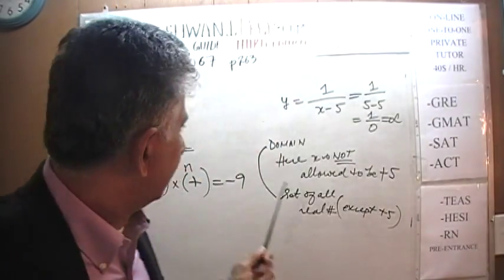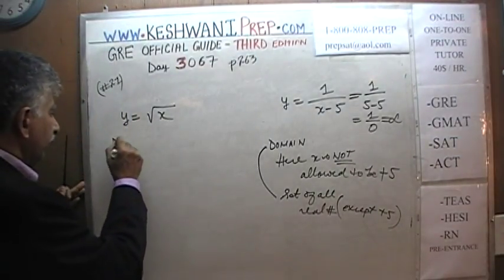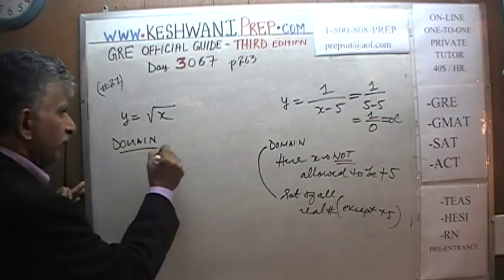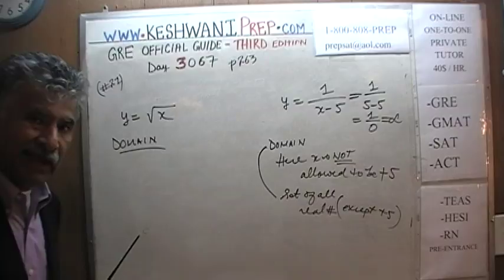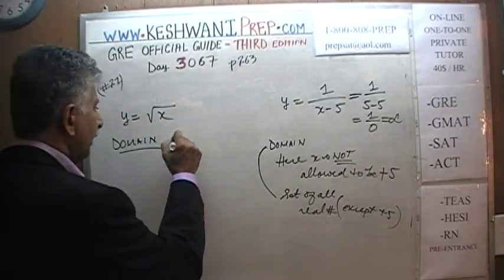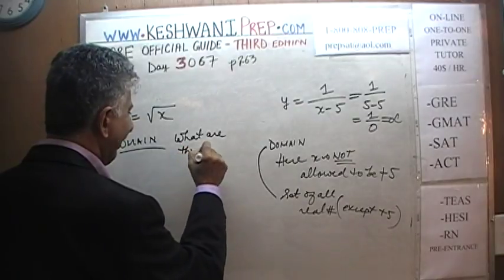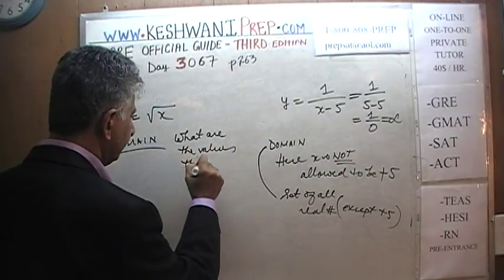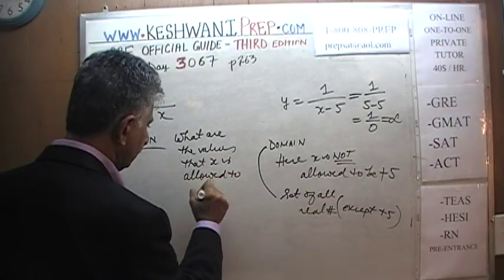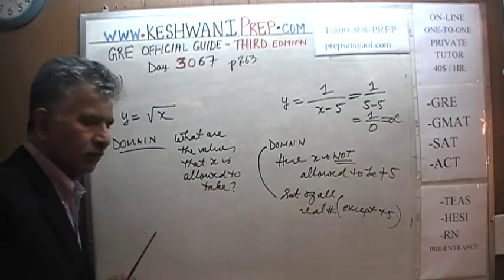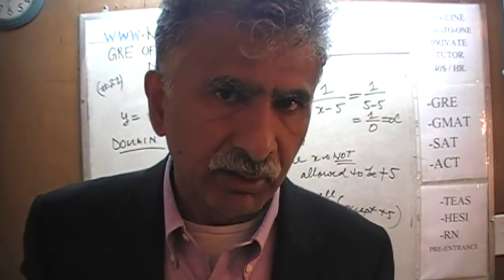That's the problem here. If somebody asks us what is the domain, the question is again the same. Well, I erased it. What are the values that x is allowed to take? Another way of asking the same question is, what are the values that x is not allowed to take?